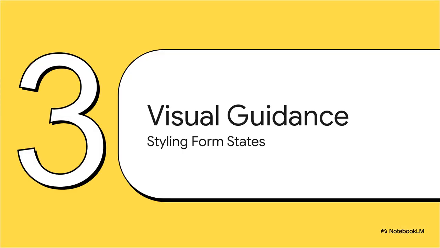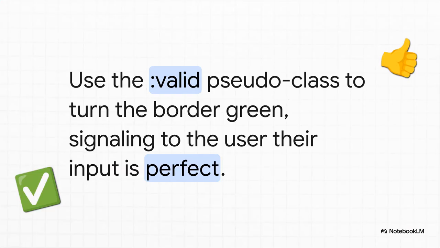Words are great, for sure, but getting instant visual feedback can be even better. We can actually build a much more intuitive form just by using simple colors to guide the user. And believe it or not, it's incredibly easy to do with just a little bit of CSS. Think about it. When a user fills out a field correctly, we can give them a little reward right away. Using a special CSS selector called :valid, we can make the border of the input box turn green. It's this small, satisfying little signal that basically says, yep, that's perfect.